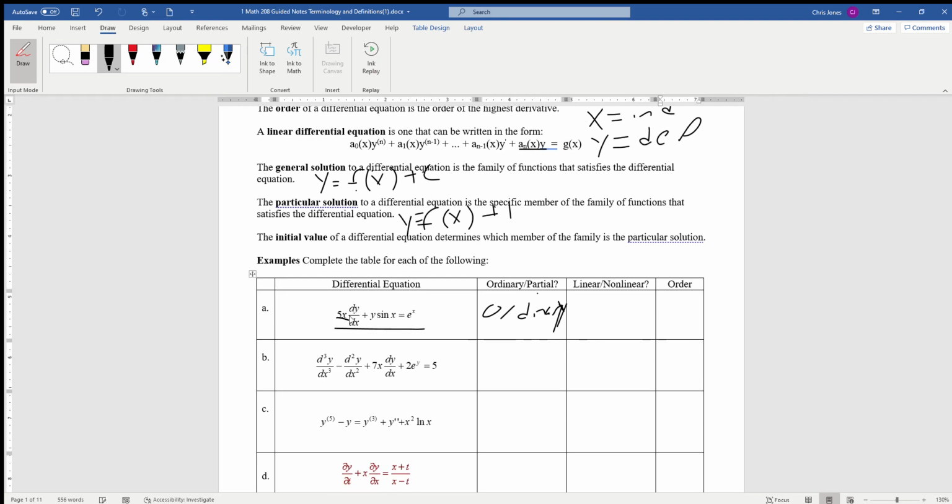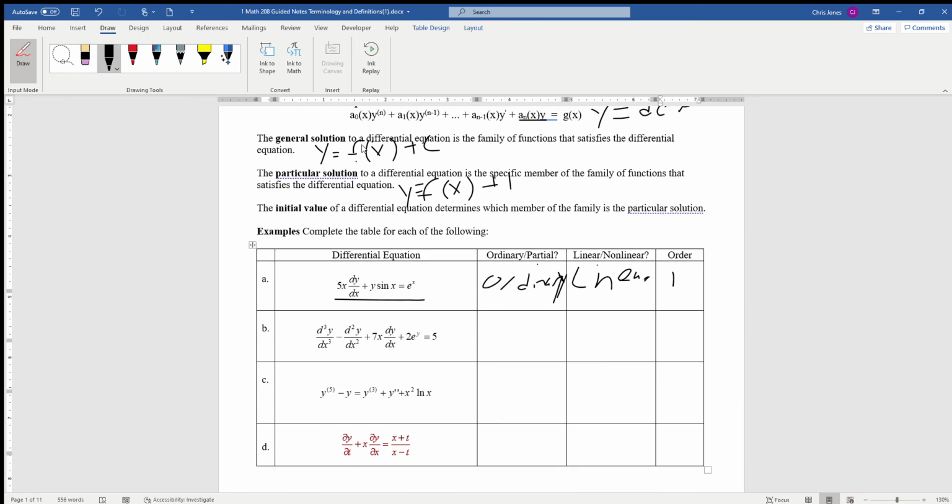We have a function times first derivative, we have a function of x times y, and then we have it equal to f of x. All right, so this is most certainly a linear differential equation. And then the last thing we do is we look to see what the order is of this differential. Clearly the order is 1 because we're only dealing with a first derivative. A next example.